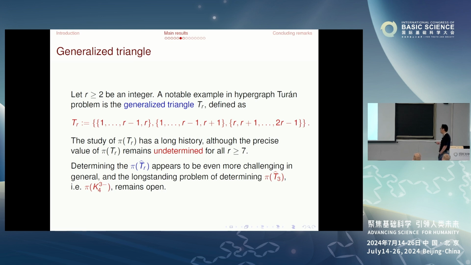For example, just for T_3. A T_3 just means a triangle in a graph. The sufficient of T_3 is K_4^3 minus i edges. It denotes the complete 3-graph on 4 vertices minus i edges, by deleting i edges. The density of this graph remains open. Just a sufficiency of T_3.